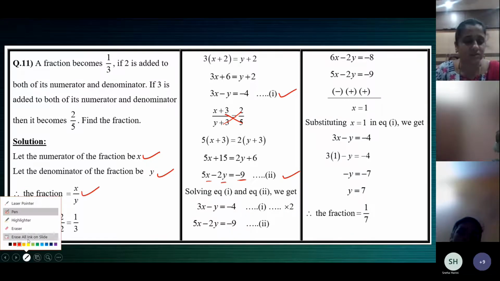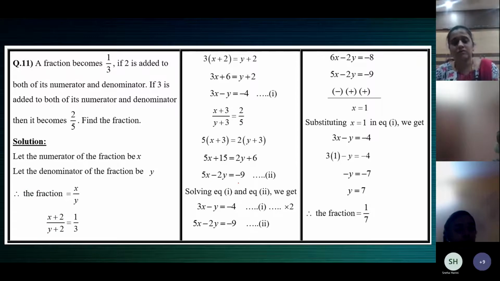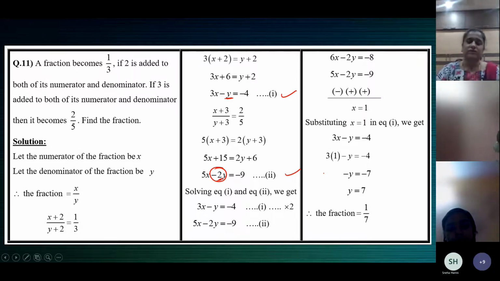So you can solve them using the elimination method. This and this. Since there is minus 2y here, the coefficient of y is 2. I want the coefficient of y to be 2 here also. So I multiply the first equation by 2, and then solve for x and y. You know that, elimination method. Find x, substitute, find y. So the original fraction is 1 by 7. Take a picture, children.